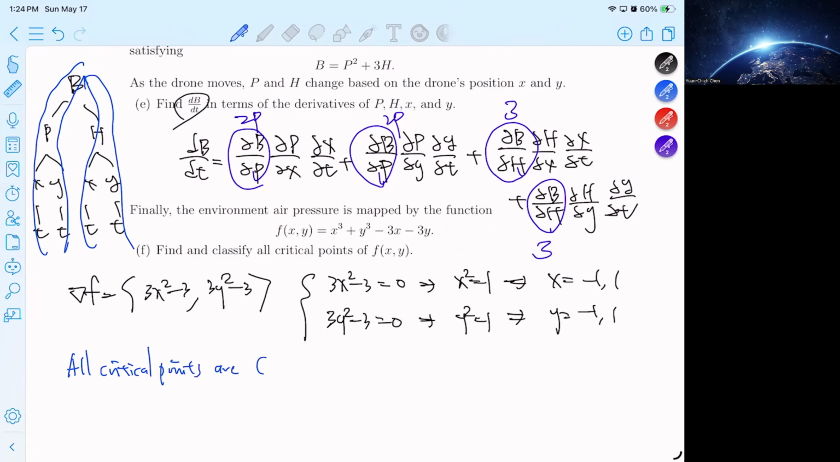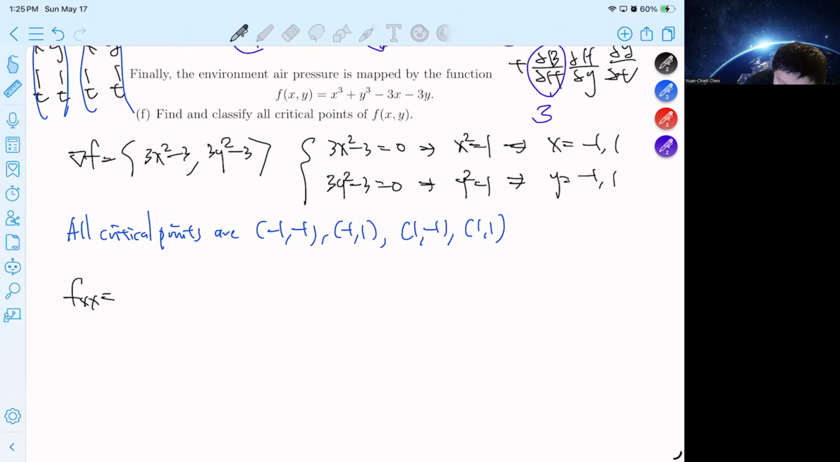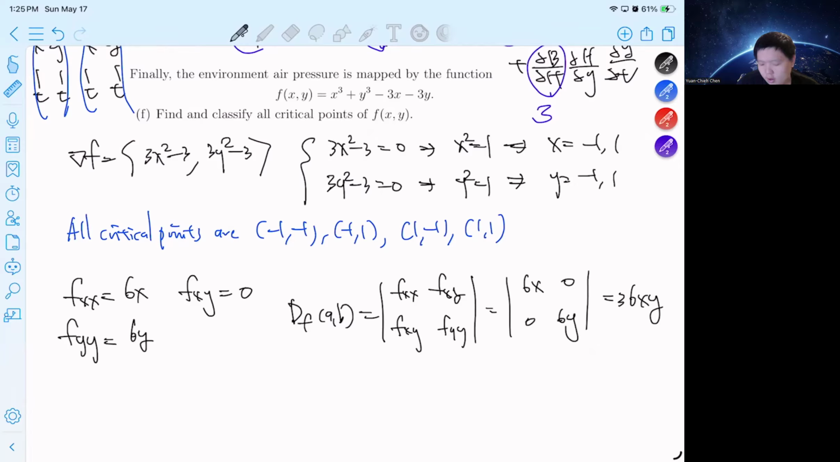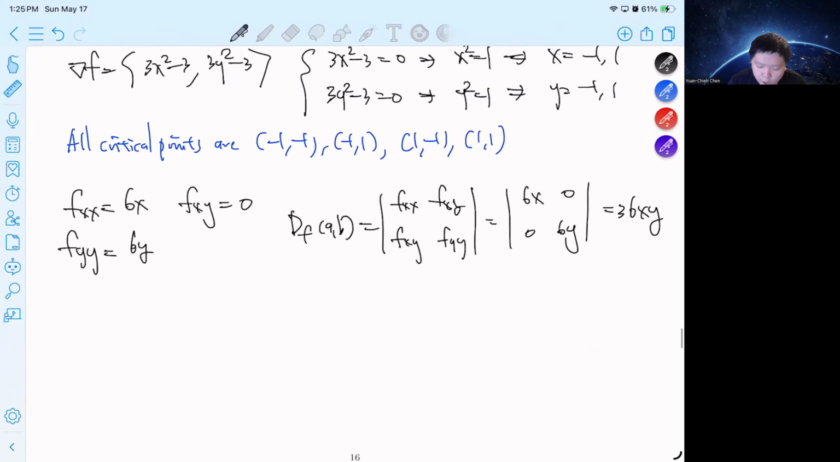So we need to find the Hessian matrix. We already have fx, so f double x is this guy. We do that again, so it's 6x. And fyy, we do again, it's 6y, and fxy is this guy, which is 0. So the Hessian will be the determinant of this matrix: fxx, fxy, fxy, fyy. So this is 6x, 0, 0, 6y, so this will be 36xy. So we need to classify this. So 4 points to classify.